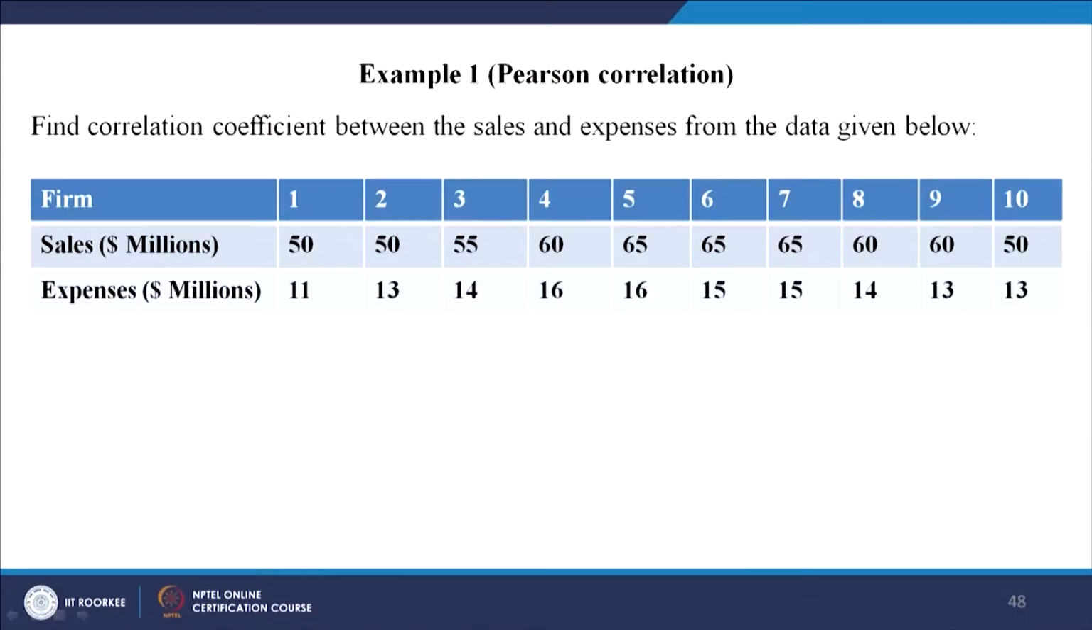Now, let us solve a problem. Find the correlation coefficient between the sales and expenses from the data given below. Maybe 10 different firms are there, firm 1 to firm 10, and the sales is given as 50, 50, 55, 60, 65, it goes on. This is all in millions. The expenses incurred by these companies are 11, 13, 14, 16, 16, 14, and so on.